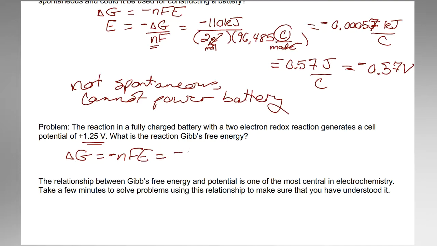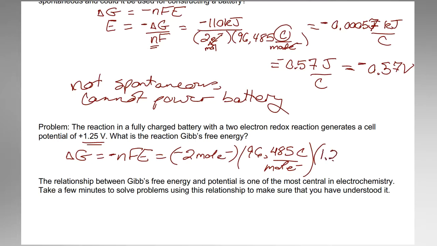So minus 2 moles of electrons times 96,485 coulombs per mole of electrons times 1.25 joules per coulomb. Coulombs cancel, moles of electrons cancel. We'll get an answer in joules. That answer turns out to be minus 241 kilojoules.